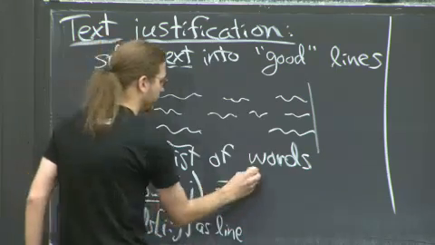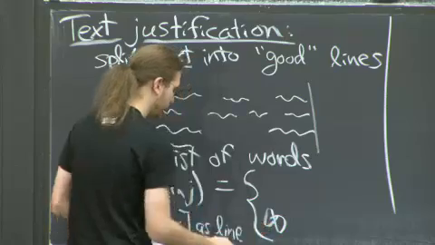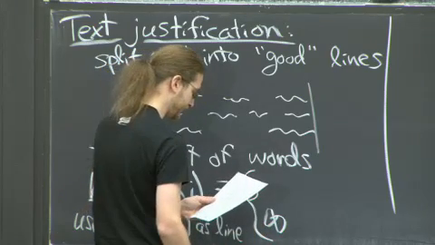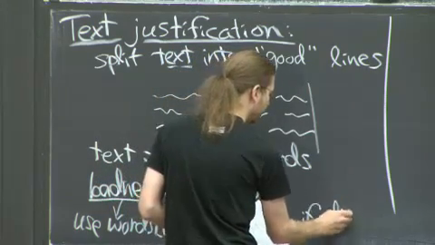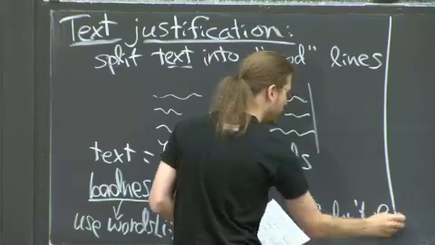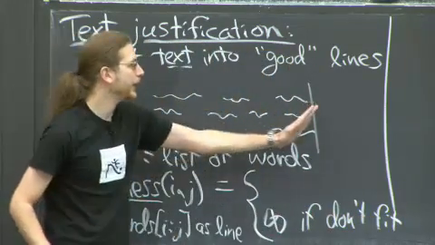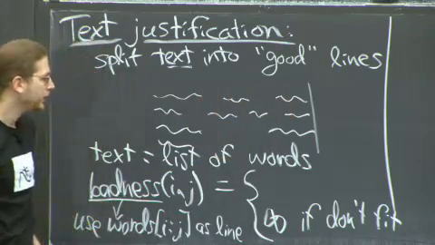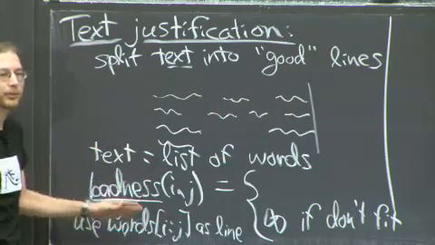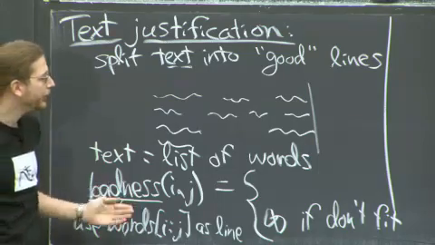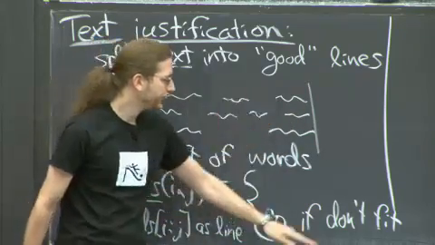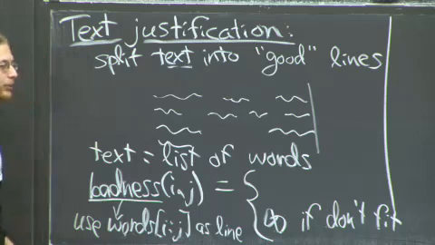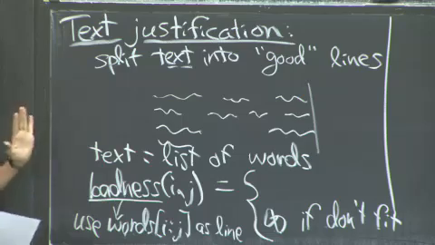OK, so there are going to be two cases. If they don't fit, I'm going to write infinity, because that's really bad. So I have some notion of how wide my line can be. And if the sum of the lengths of those words plus the sum of the lengths of the spaces, as small as possible, is bigger than the width of my screen or page, then I say they don't fit. And then I define badness to be infinity, meaning I never want to do that. This is actually LaTeX sloppy mode, if you want to be technical.